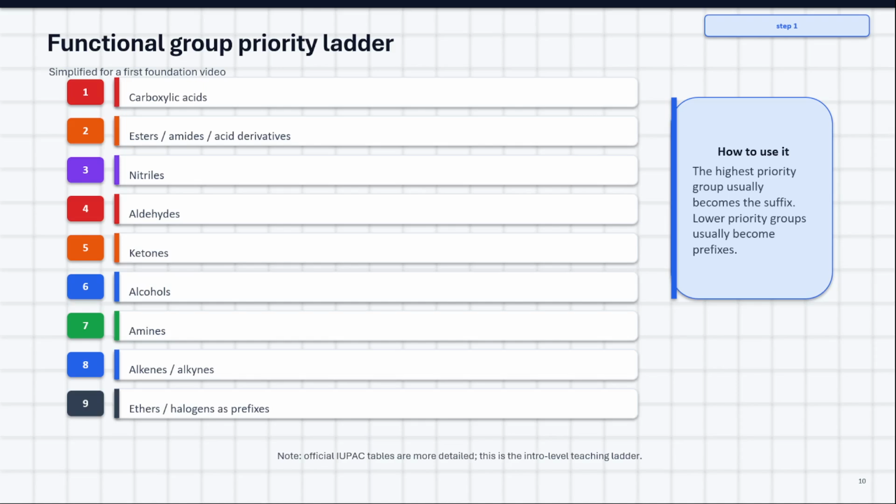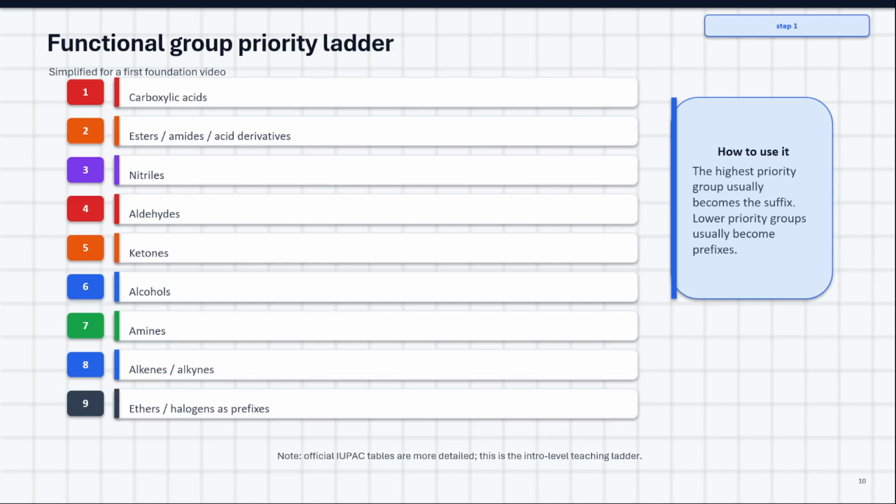This is a simplified functional group priority ladder for an intro naming lesson. At the top are carboxylic acids and important acid derivatives like esters and amides. Then come nitriles, aldehydes, ketones, alcohols, amines, alkanes, and alkenes, and then groups like ethers and halogens that usually act as prefixes. The exact official IUPAC tables are more detailed, but this ladder is enough to understand the beginner pattern.